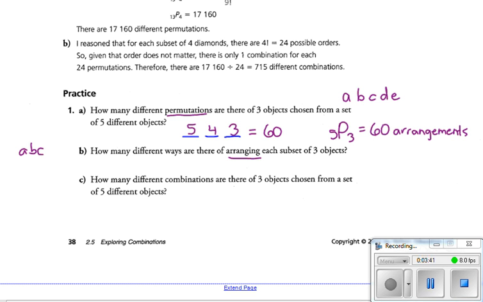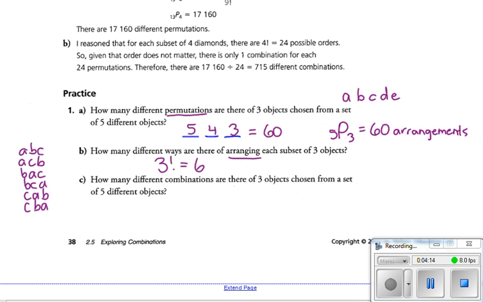How would you figure that out? 3 what? 3 factorial. Remember, to arrange n objects, we have n factorial ways of doing that. It'd be 3 factorial, right? It could be A, B, C. We could have A, C, B. We could have B, A, C, B, C, A, and then C, A, B, C, B, A. There's a total of 6. 3 times 2 times 1. 6 ways of arranging that subset of the 3 that I've chosen.